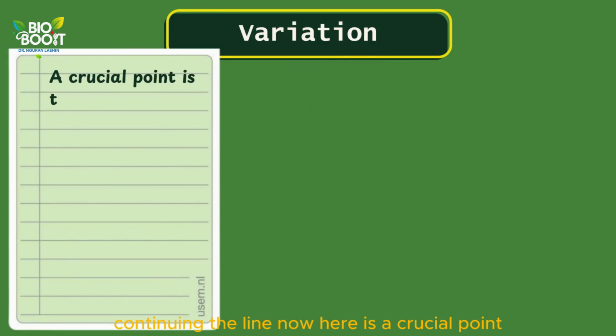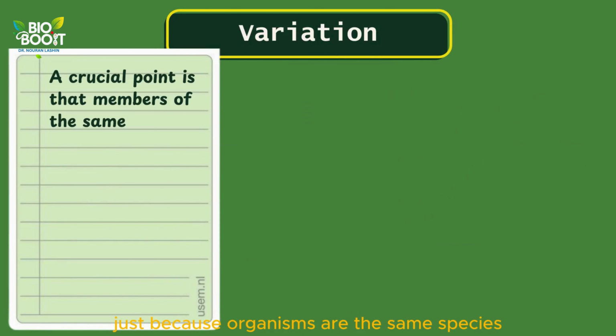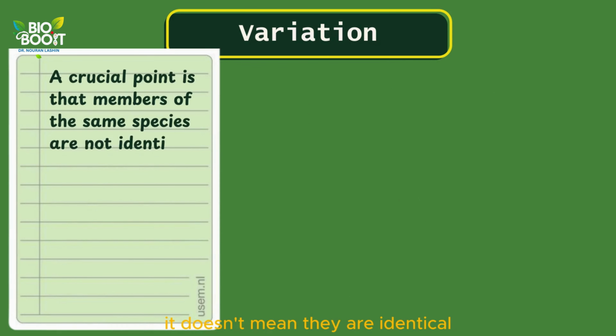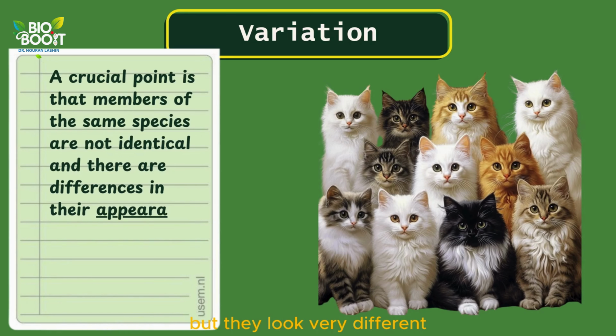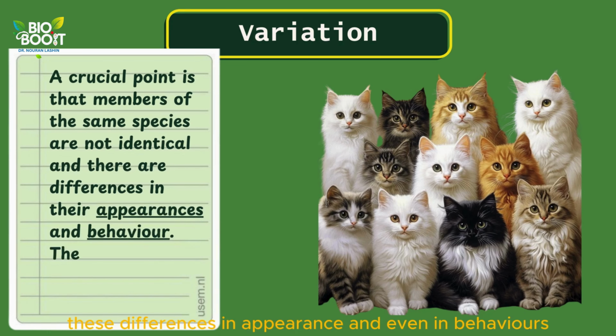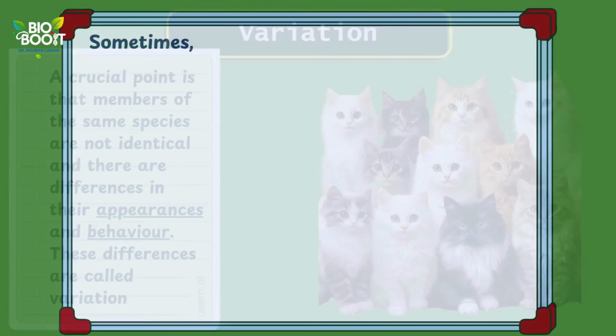Now, here is a crucial point. Just because organisms are the same species, it doesn't mean they are identical. Look at all these cats. They are all the same species, but they look very different. These differences in appearance, and even in behaviors, are called variation.